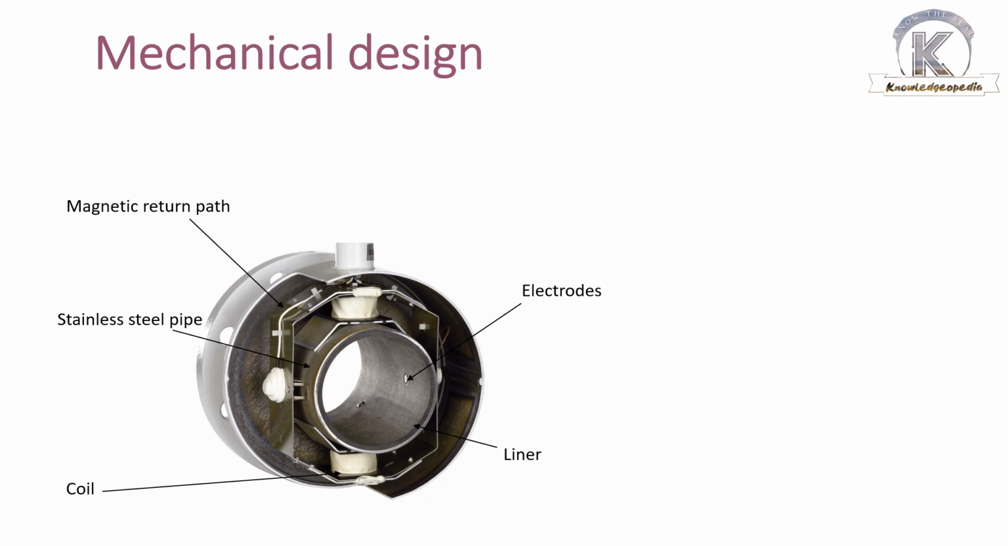So let's have a look at the presently available mechanical design of the electromagnetic flow meter sensor part. This is the internal structure of the electromagnetic flow meter sensor part, and the sensor comprises all parts and functions of the device mounted in the pipe.